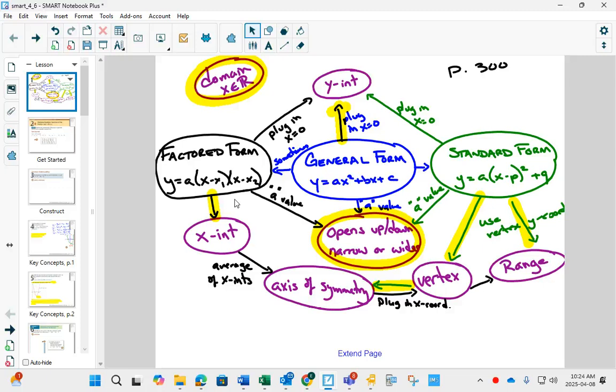That's in blue. And I use blue arrows to show what are the things you can get to from the general form. You can find the y-intercept super easy. You can always go to the standard form. And then to the factored form, it says sometimes, because sometimes it can't be factored. The general form, you can always look at the a value, and you can tell if it opens up or down, and comparatively to the regular x squared graph, whether it's narrower or wider.